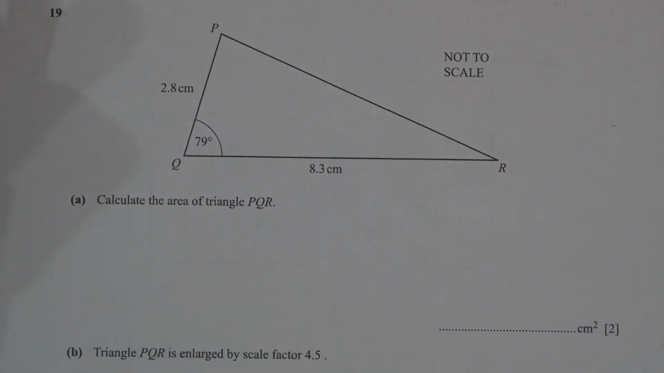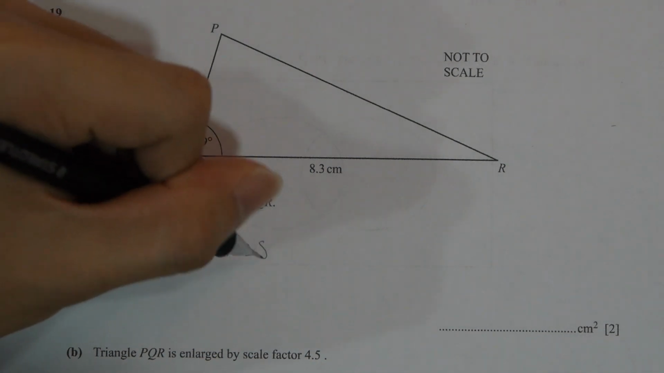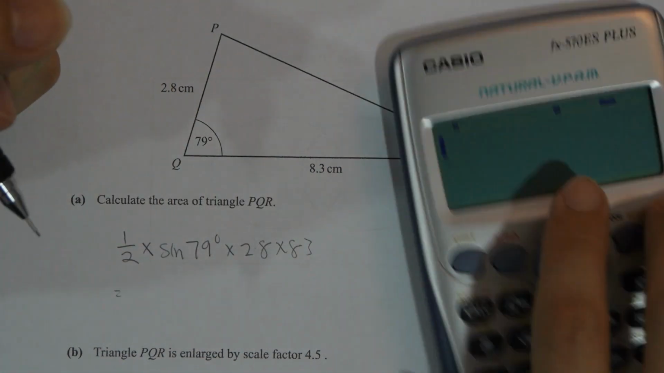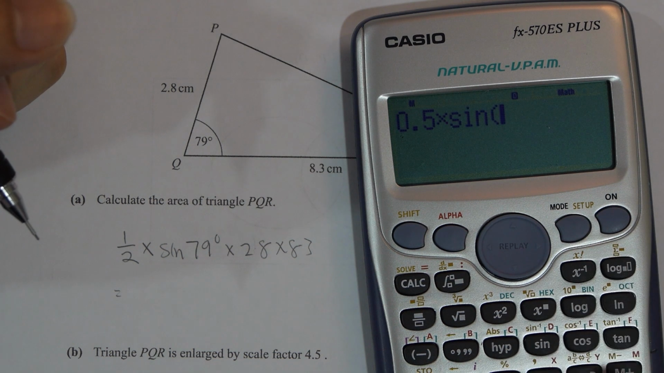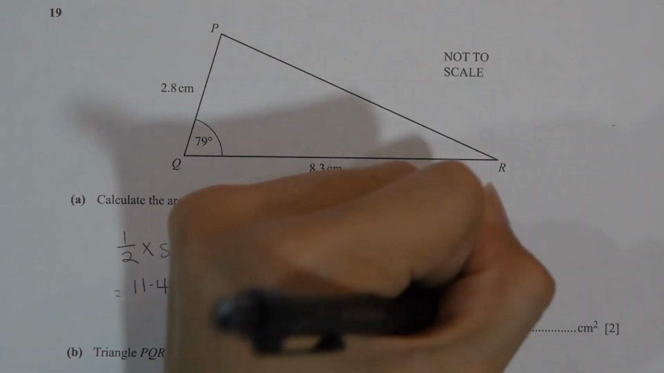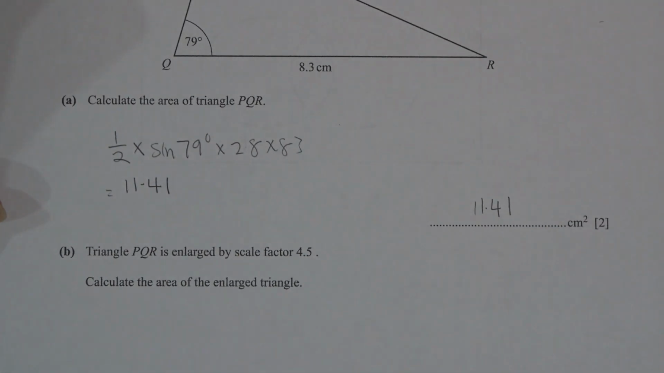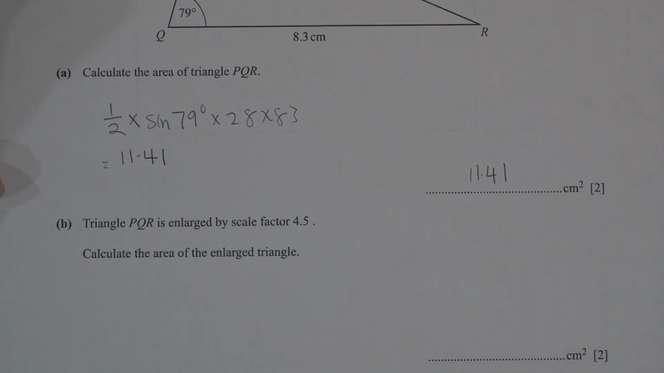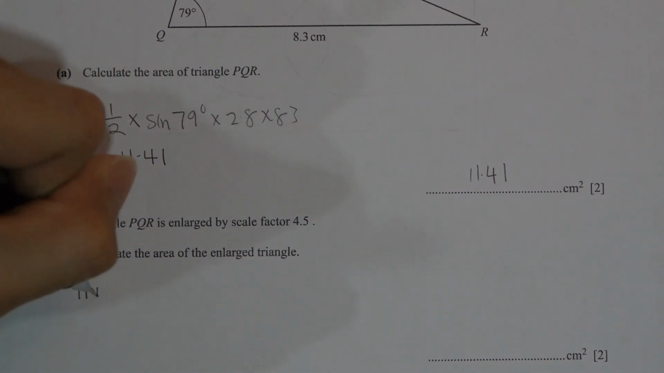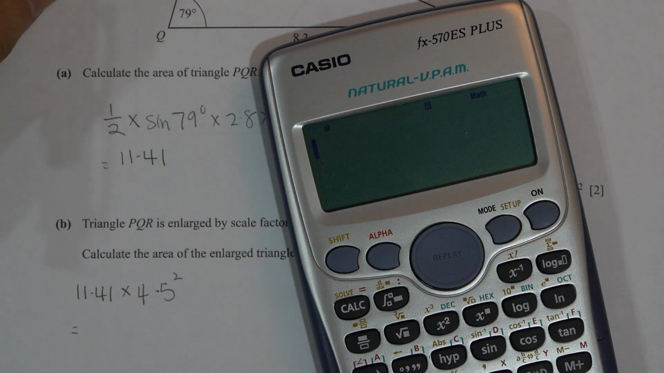So for question 19, you are required to use the formula, which goes by half times sine 79 degrees times both sides that were given to find the area. Whereby for the next one, the key thing is the scale factor of 4.5. You are required to square it for you to find the area.